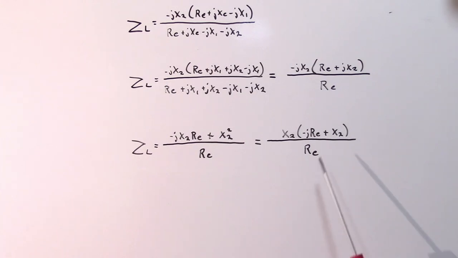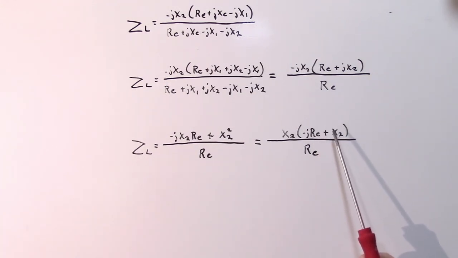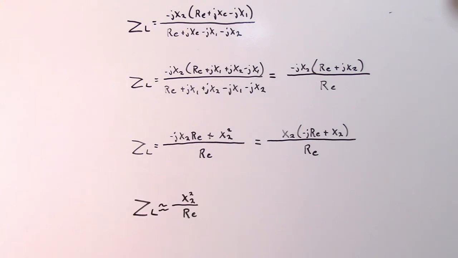However, remember, RE is usually very small, and if we assume that it's much smaller than X2, then for all intents and purposes, we can set it to 0 in the numerator, which completely eliminates it, and leaves us finally with the load impedance is approximately X2 squared over RE.